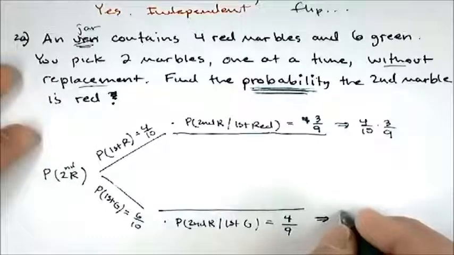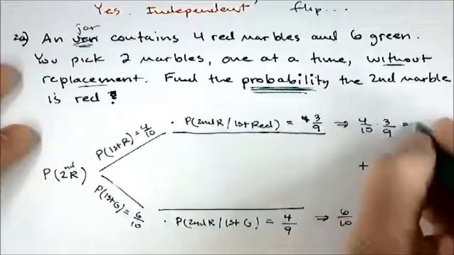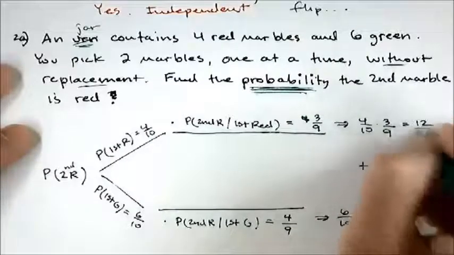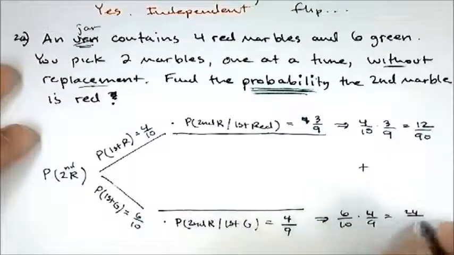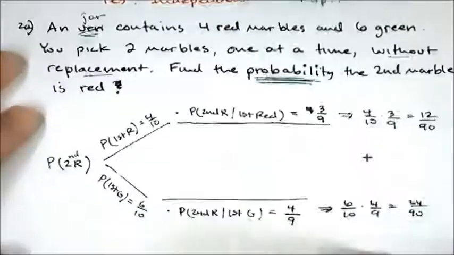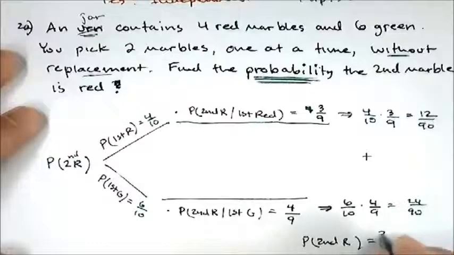So this ends up being 6 out of 10 times 4/9. If I add these together, let's just not worry about simplifying the denominator. This is 12 out of 90 plus 24 out of 90. So if I add these together, the probability that my second marble was red is 36 out of 90. I can reduce that because 9 goes into both of those. So that is 4/10, which reduces to 2/5.